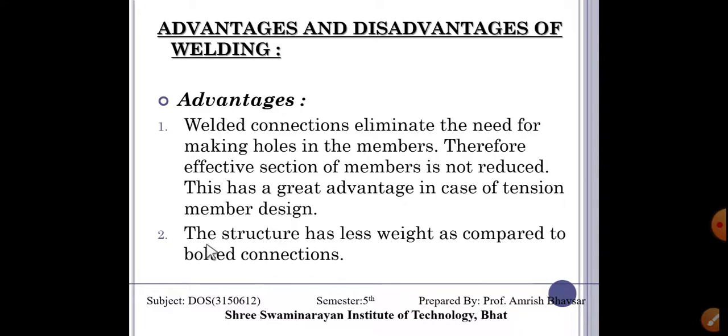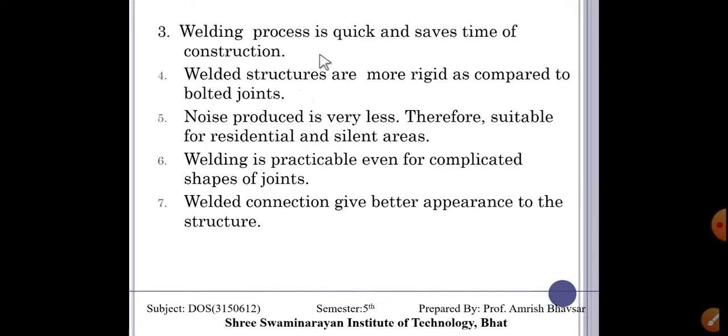Number 2, the structure has less weight as compared to bolted connection, because if we do a bolted connection, the members are connected by bolts, and we know there is some weight of the bolts, but if we do welding then there is no need of bolts, so we can reduce our structural weight. Then, the welding process is quick and saves construction time. Welding is a very fast process, so we can reduce the time in connecting each and every member.